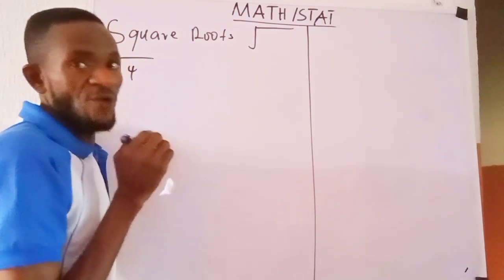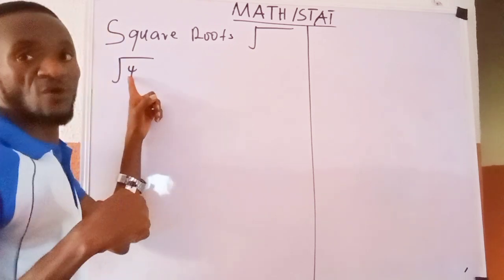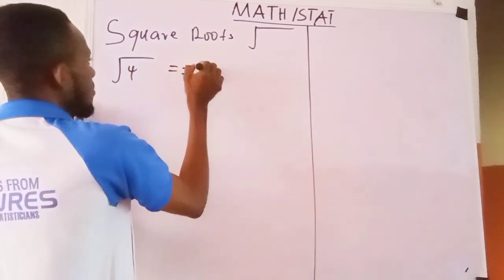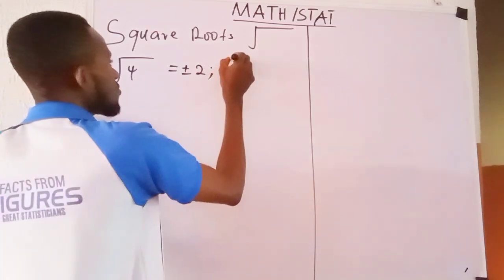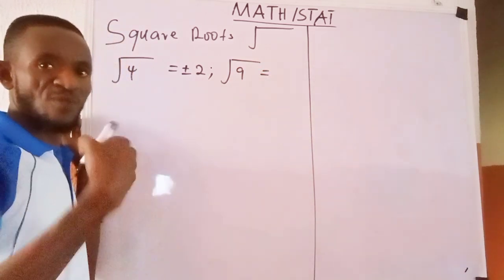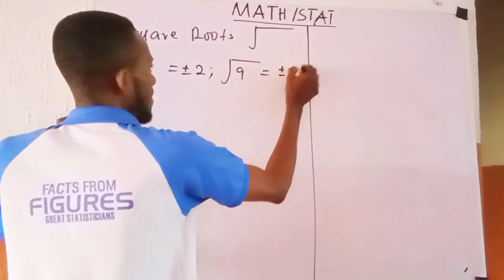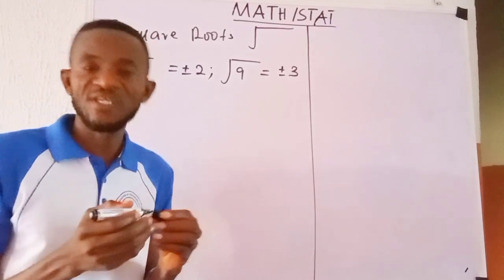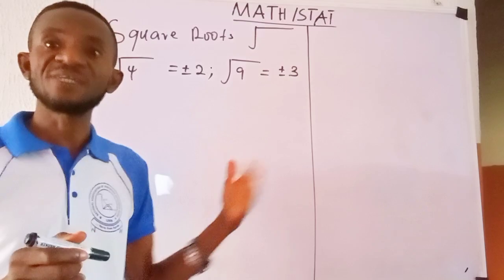And of course, you are looking for a number that you multiply to itself to give you the value of 4. And that number becomes plus or minus 2. If you talk about square root of 9, you are equally going to write square root of 9. Then you equally look for a number that you multiply to itself to give you 9. That number is plus or minus 3. It is plus or minus here because if you say plus 2 times plus 2, the answer is 4. And if you say minus 2 times minus 2, the answer still remains 4.